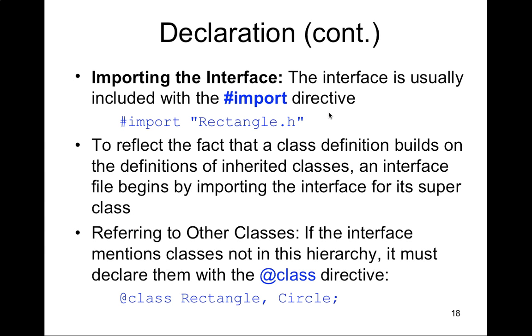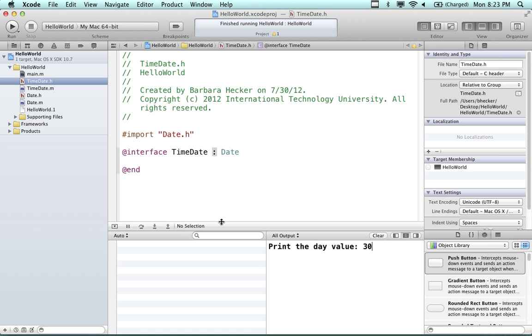And then we have our import, as I mentioned before, just to catch up with what I showed you. The interface is usually included with the #import directive, which says import rectangle.h, import date.h, to reflect the fact that the class definition builds on the definition of the inherited classes. So interfaces will begin by importing the interface from its superclasses. So the interface itself will import it, and then the class will implement itself. So what am I saying? Well, I'm saying this.